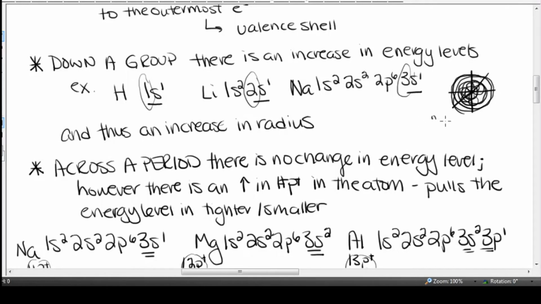So there's this shielding effect that happens down a group that does not make the radius get tighter in the same way that it does across a period. And when you take AP Chem next year, we will talk more about that and actually calculate how much the protons can pull on those outermost electrons.